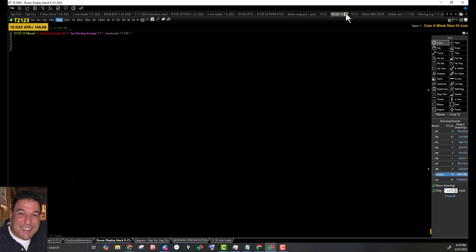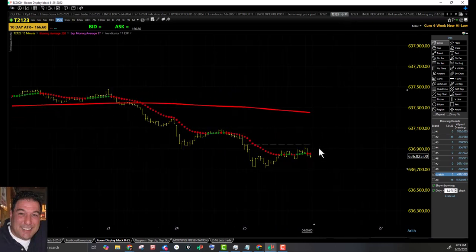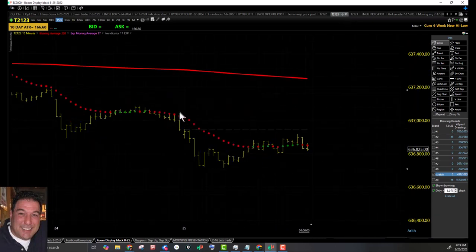Let's take a look at T2123. Okay, this is today's price action. A little bit different than T2122. Red for most of the day. Okay, again, another bear flag. You can see the price action. Just get the arrows out for a second.